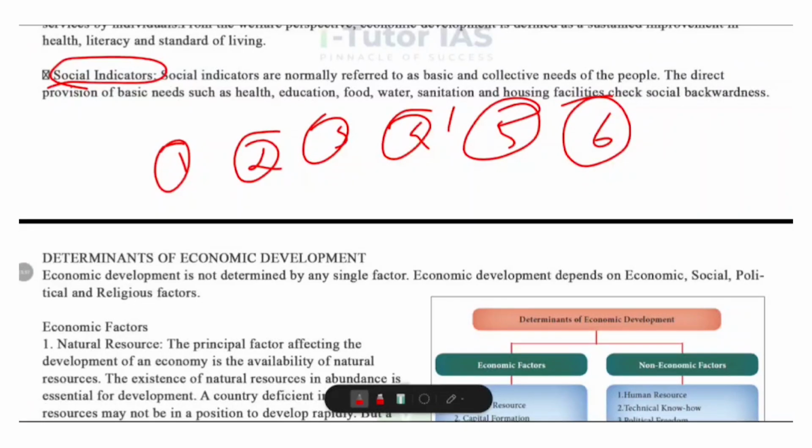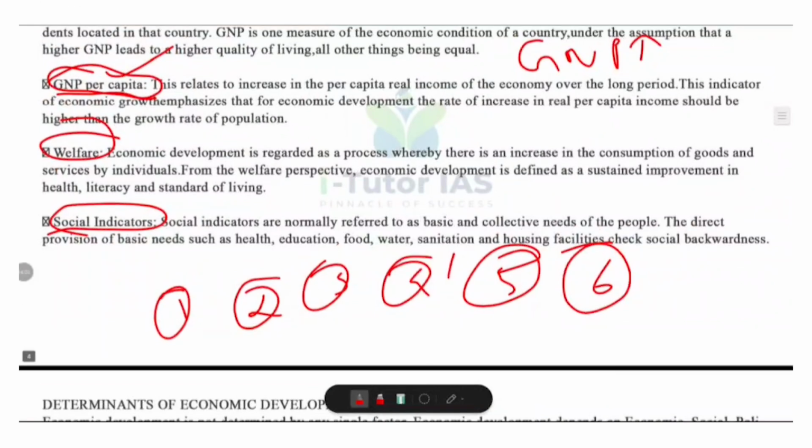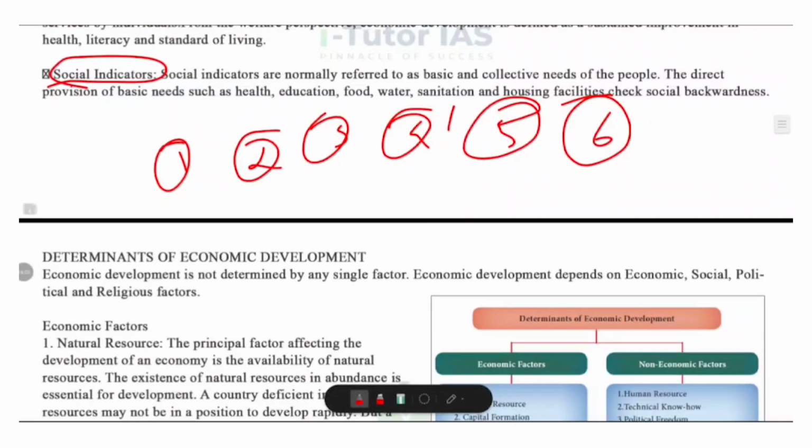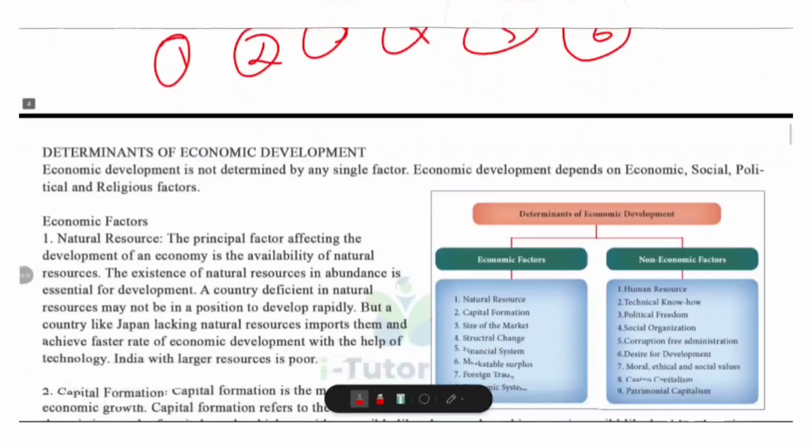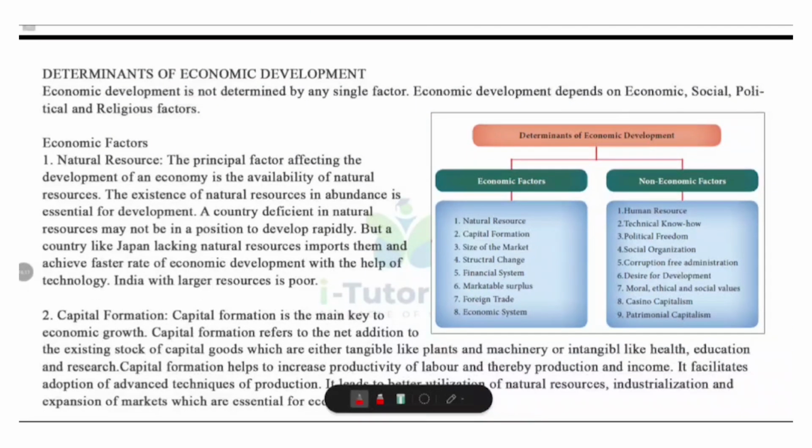So economic development is not measured by income alone, it is measured by GNP per capita, welfare improvements and also social indicators. Development becomes meaningful only when the higher income is accompanied by better living conditions, better health and better opportunities for the people. Now let's move to the next topic, determinants of economic development.